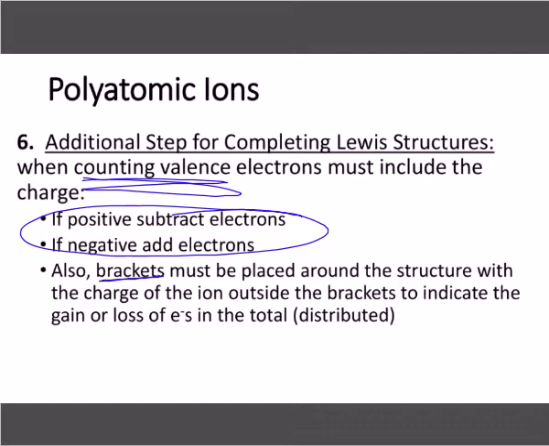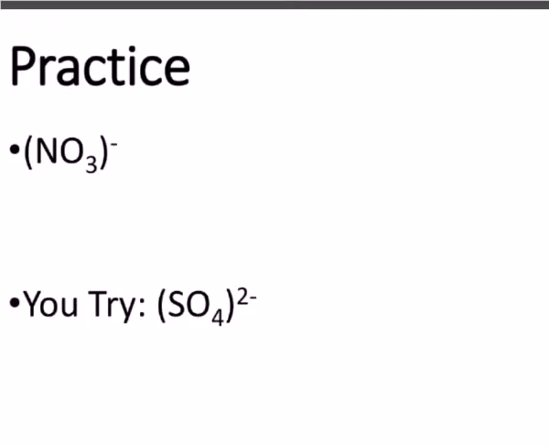Also, since we're dealing with ions, very similarly to ionic compounds, when we drew those structures out, we've got to have brackets around our substance. Why? Because it's showing that the gain or loss of the electrons is in the total. It's distributed between all of the atoms in that molecule. Okay? That charge goes over all of the atoms, not just one piece within it. So let's jump in and do an example here together.